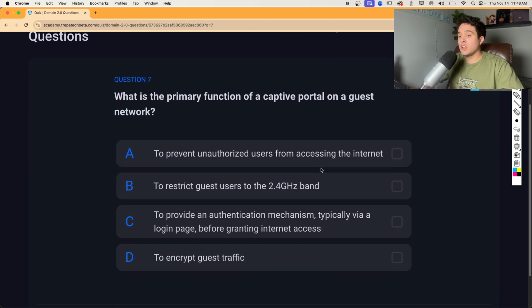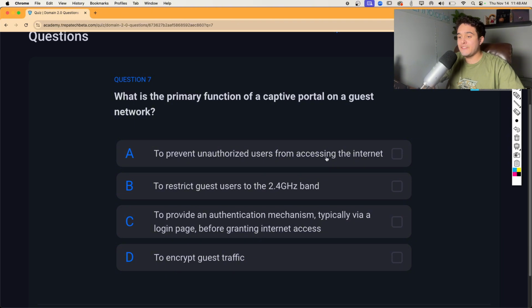Question 7. What is the primary function of a captive portal on a guest network? Captive portal, that's something we activate on a wireless network, typically in public. So you go to your local coffee shop, Starbucks, you want to log into the Wi-Fi. If they don't just give you a pre-shared key, they're going to say, okay, log into that captive portal, buy a coffee, here's your receipt with the Wi-Fi code. Go to a hotel. It's usually going to be a captive portal with your room number and your last name.